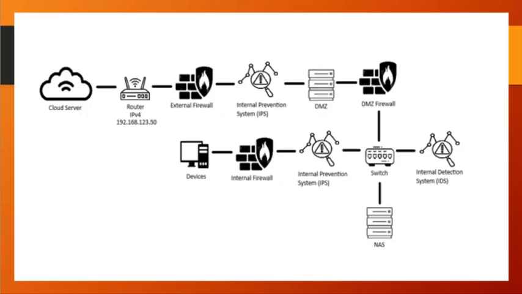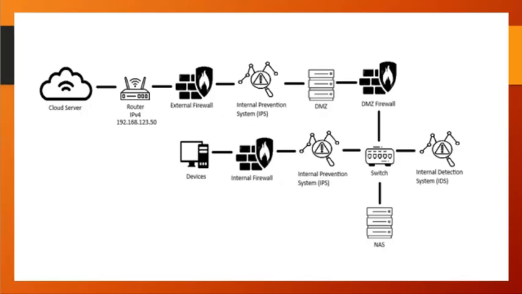hackers from getting in. By the time the network reaches the switch, the threat should have already been detected or blocked. However, adding an internal detection system, or IDS, at the switch for a more thorough search helps to ensure a final detection before getting into the internal network.